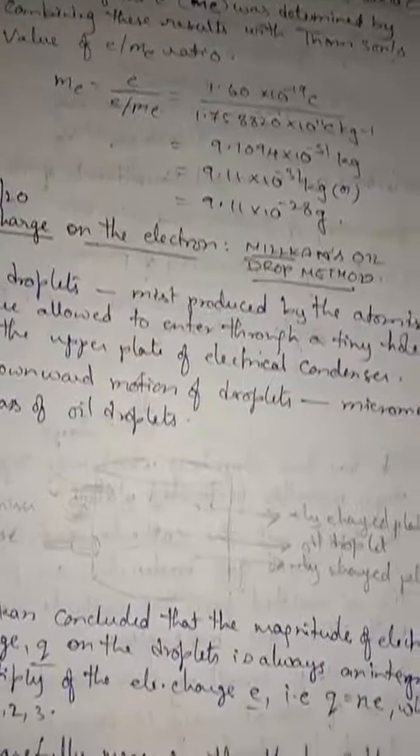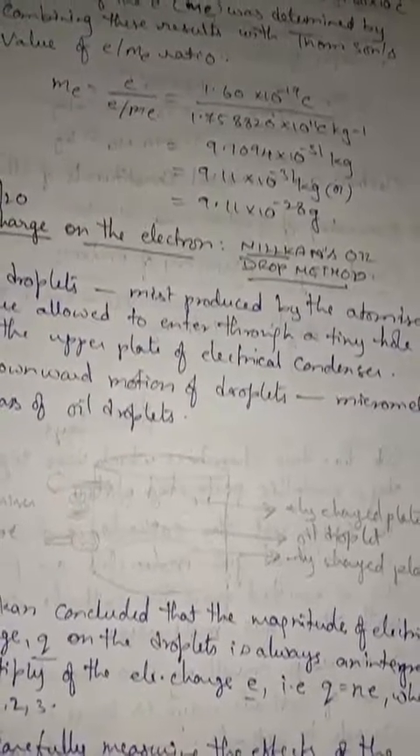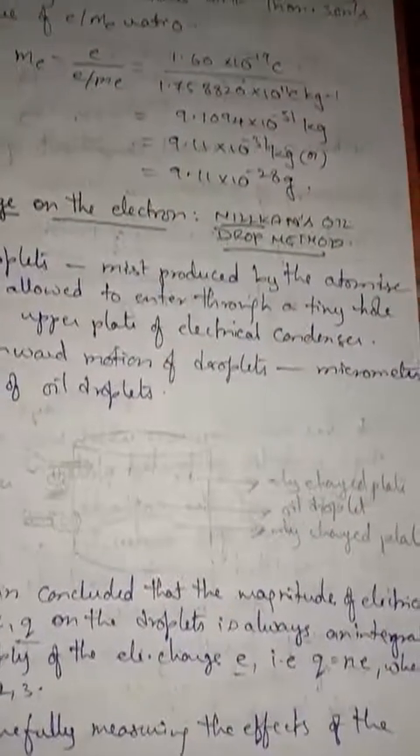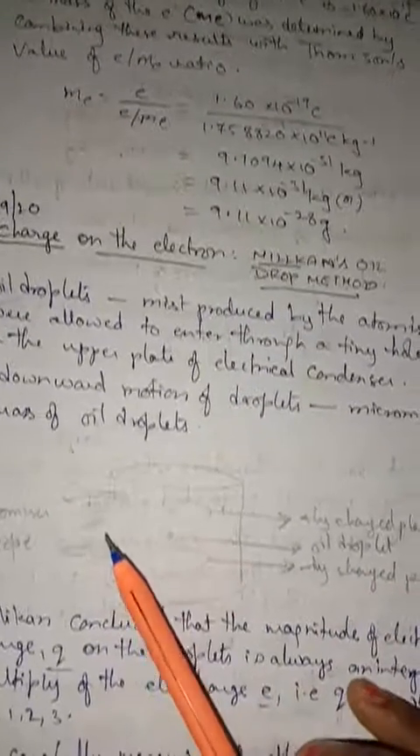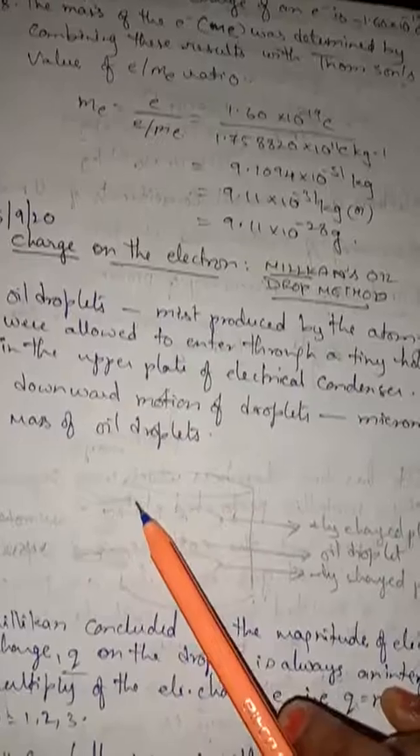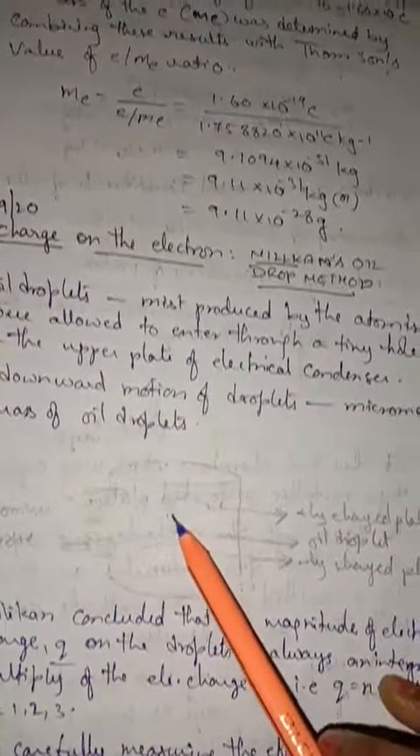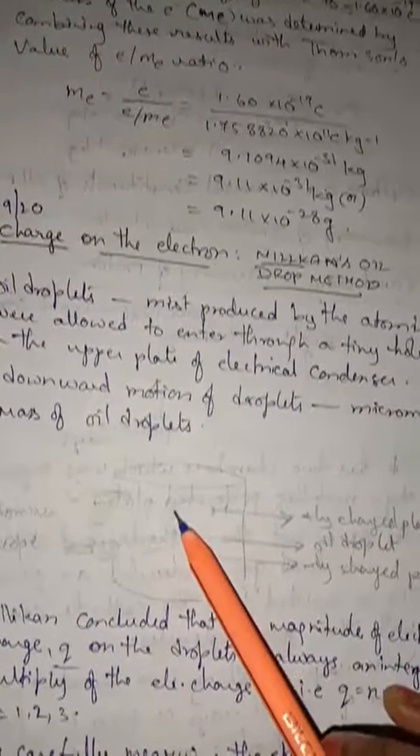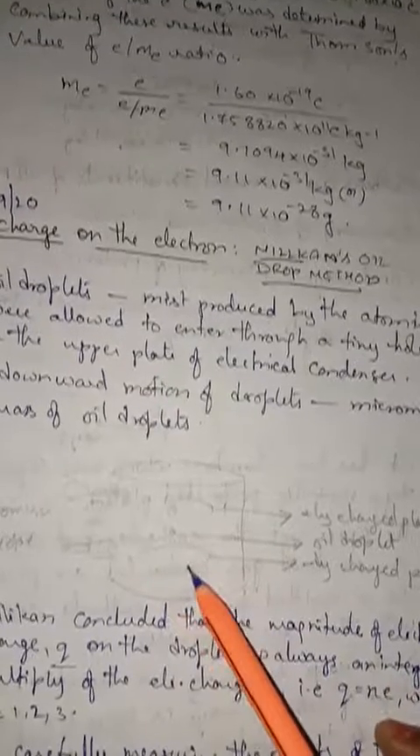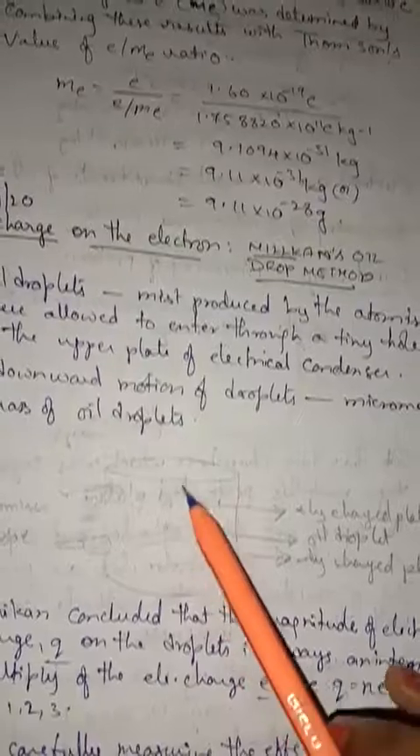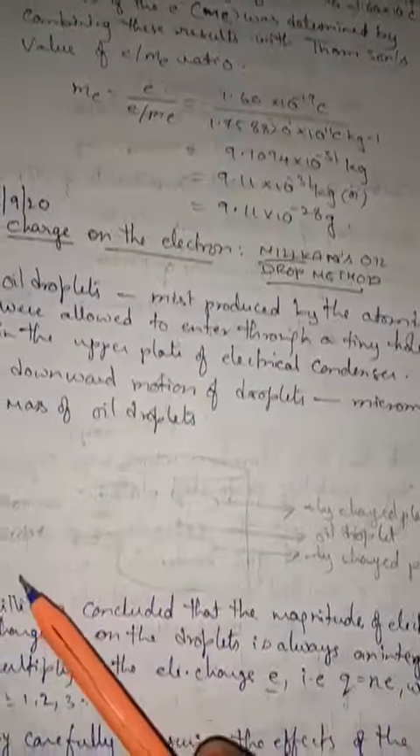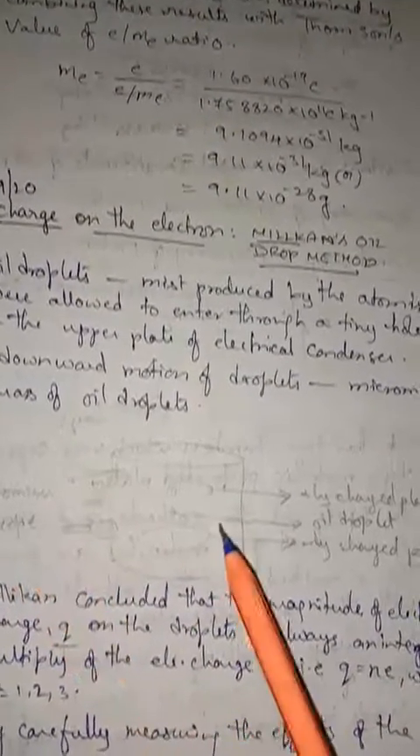In this method, oil droplets in the form of mist are produced by the atomizer. Mist means in the form of droplets. They are allowed to enter through a tiny hole. When it is sprayed inside, through this tiny hole the oil droplets can reach the lower plate, which is negatively charged. The downward motion of these droplets was viewed through a telescope. With the help of a telescope, they can be seen.